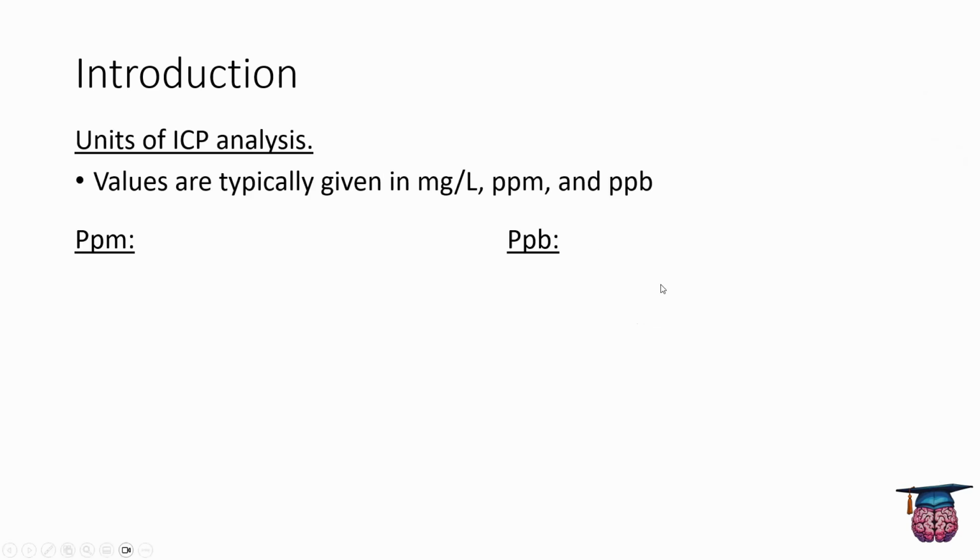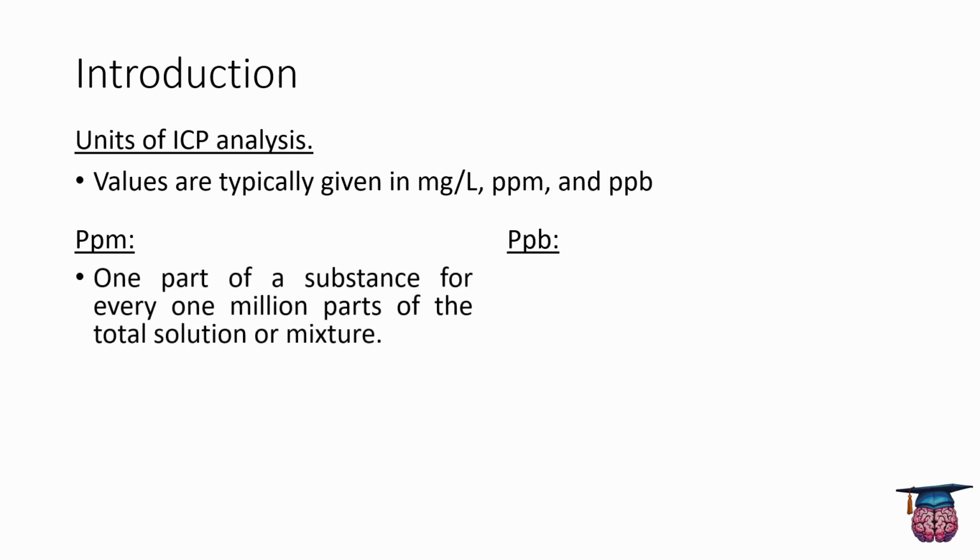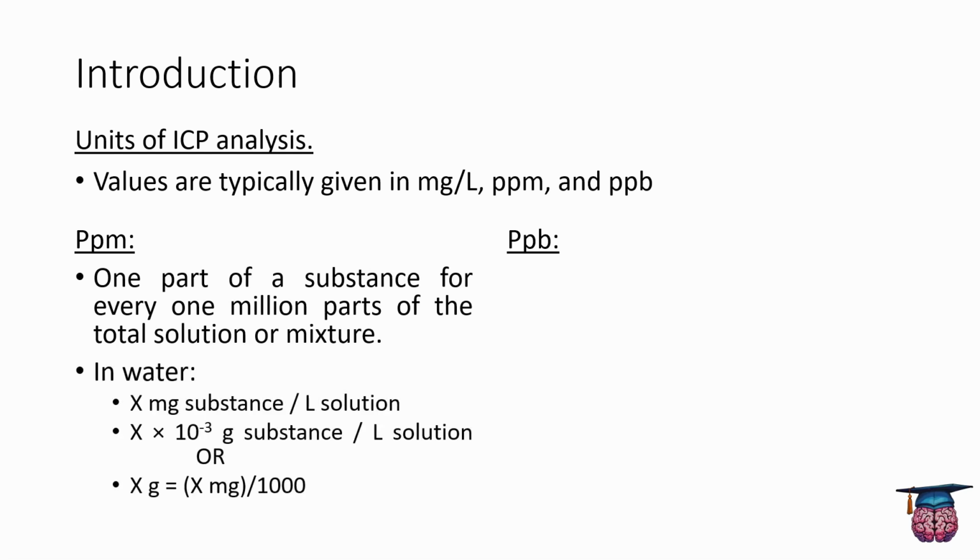Now, ICP analysis results can be given to us in 3 different types of units. We can have milligram per liter, ppm, and ppb. Now, what does ppm mean? ppm means that we have 1 part of a substance for every 1 million parts of our total solution or mixture. So in water, this means that we have an X amount of milligram substance per liter solution, or X times 10 to the minus 3 grams substance per liter solution.